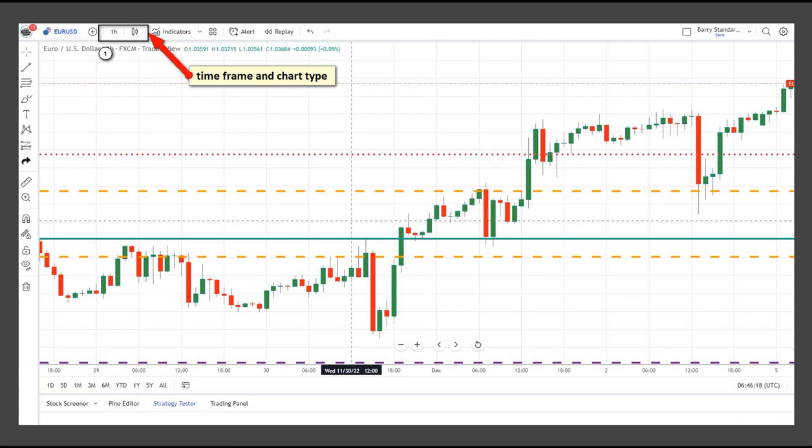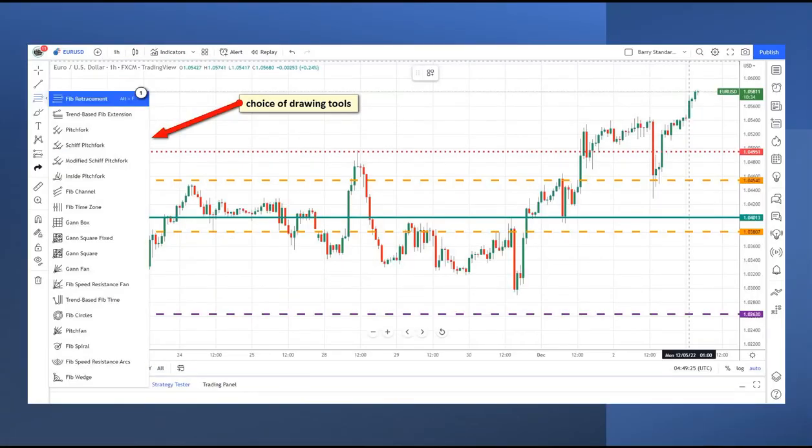Okay. Now, one of the most important things is the time frame and the chart type. And we're going to be spending a little bit of time today looking at chart types and time frames. Okay. Also, on the left is your choice of all the drawing tools. Most everybody offers you a wide variety of these tools.